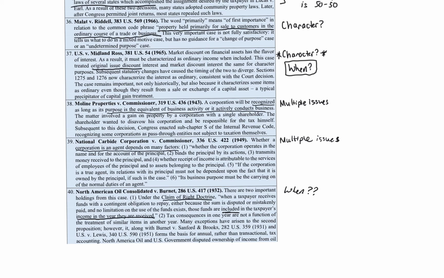So if you're a business and you receive money from a customer, and you're able to spend it now because you need it for inventory and stuff, but there are certain conditions that have to be met, and you fail them and you have to pay it back in the future, you get a deduction if it's between different tax years. Okay? The second element is that tax consequences in one year are not a function of the treatment of similar items in another year. And there are exceptions that come up with Burnet v. Sanford and Brooks and U.S. v. Lewis, which we talked about already.